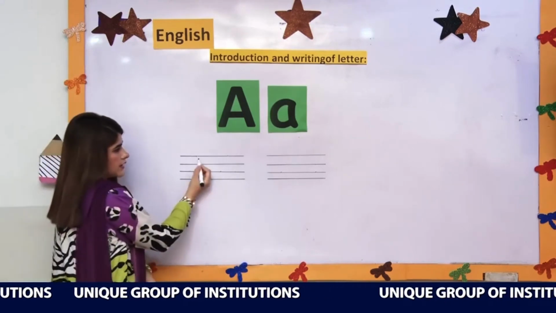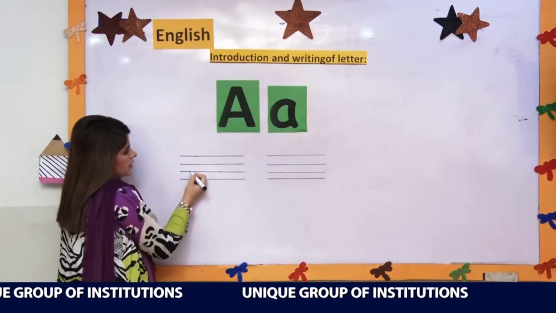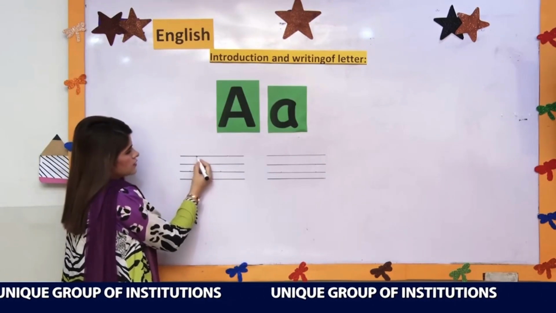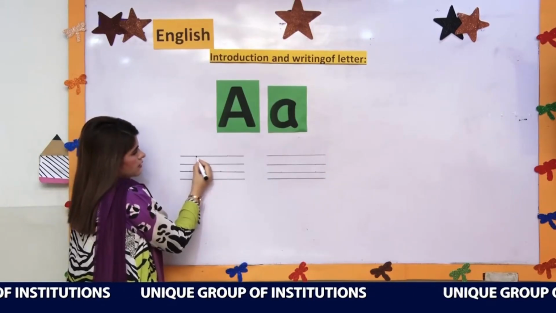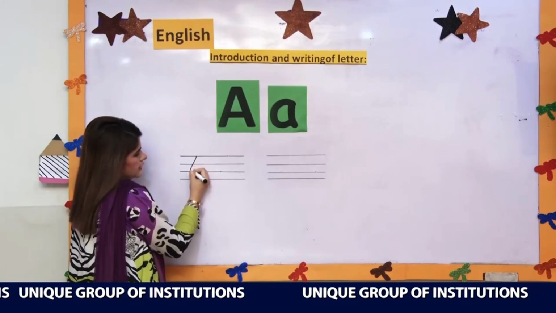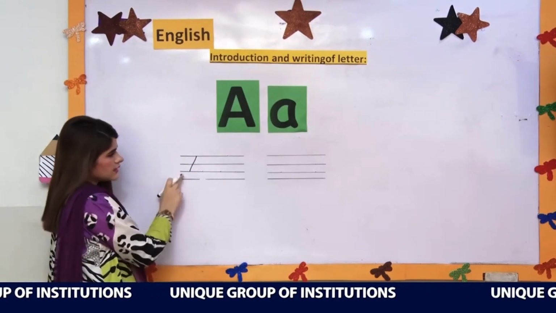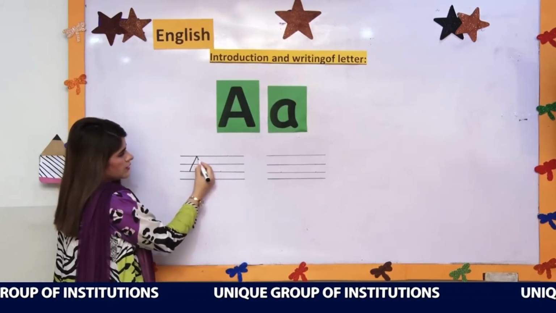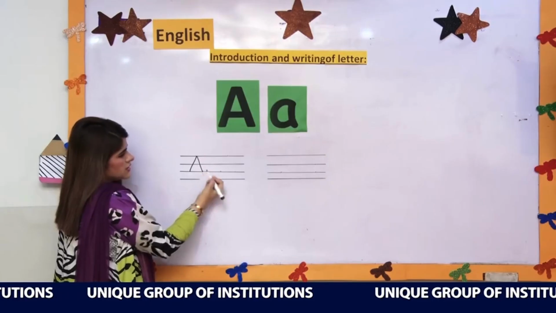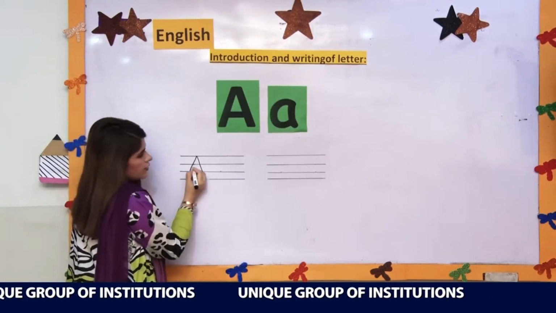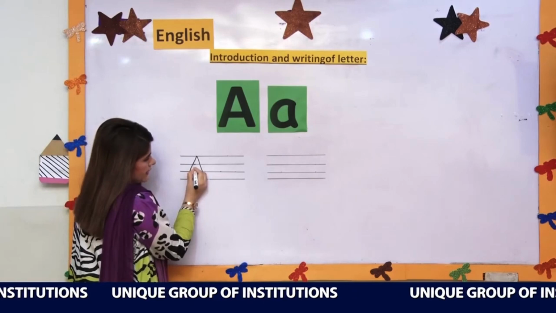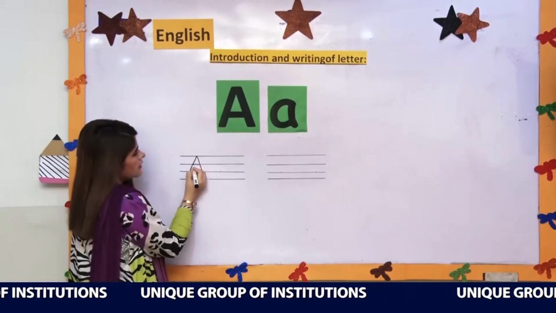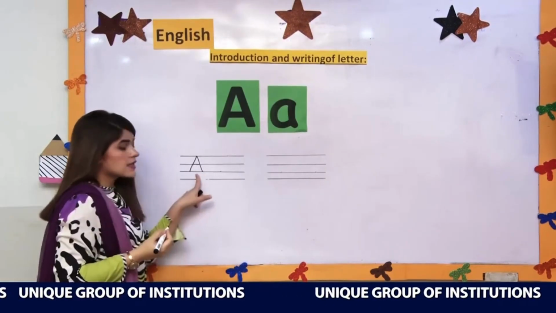So first we have our dot here. We will start from this dot and we will touch this dot. We will make a slant line matching these 2 dots. Start from here, go down and touch this dot. This is a slant line. Then start from here again and come to this dot. And then in between we are going to have a sleeping line on the line. This is a sleeping line. So this is capital A.